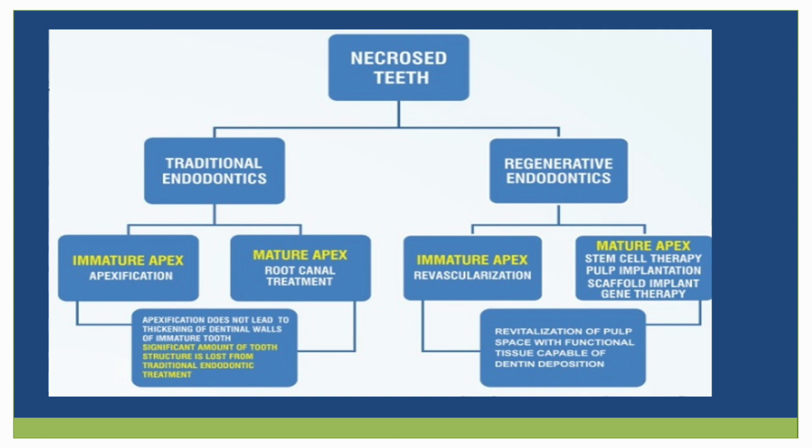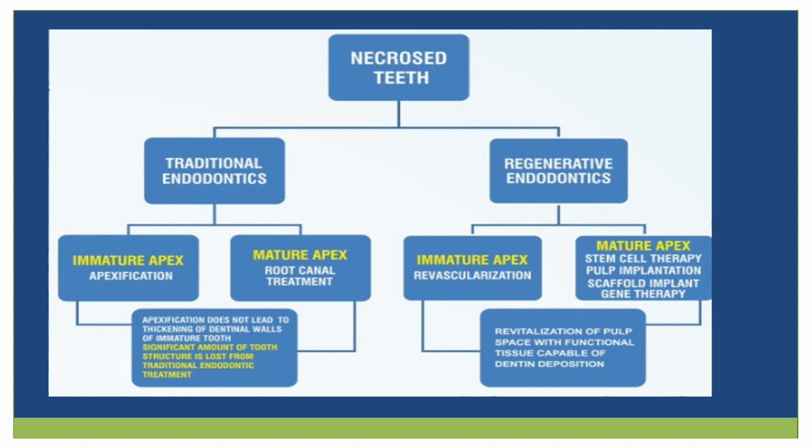Basically, the necrosed tooth can be treated in two ways, that is traditional endodontics or regenerative endodontics. We use traditional endodontics in case of immature apex, wherein we go for apexification. If a mature apex is present, we go ahead with root canal treatment. And apexification does not lead to thickening of the dentinal walls in case of immature tooth. A significant amount of tooth structure is lost from the traditional endodontic treatment.